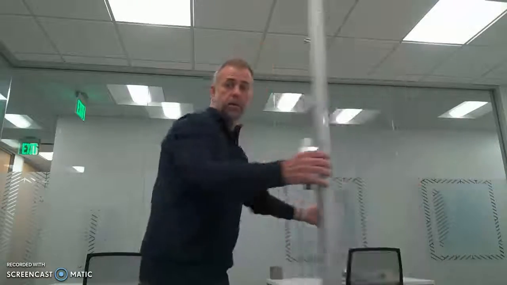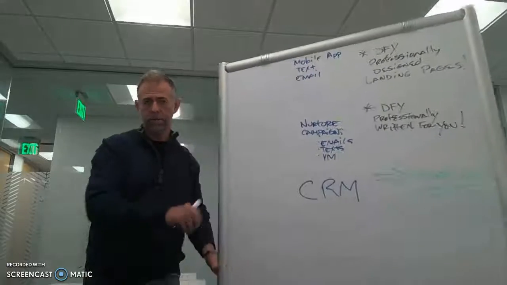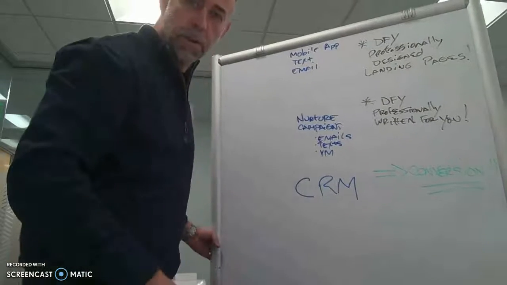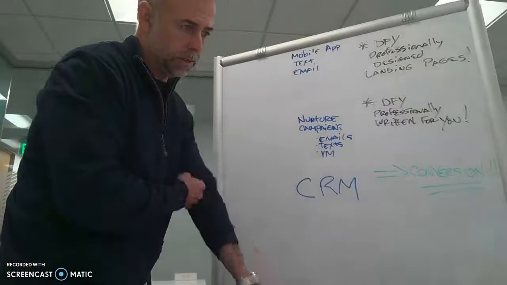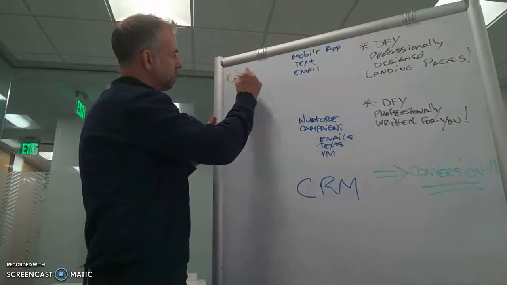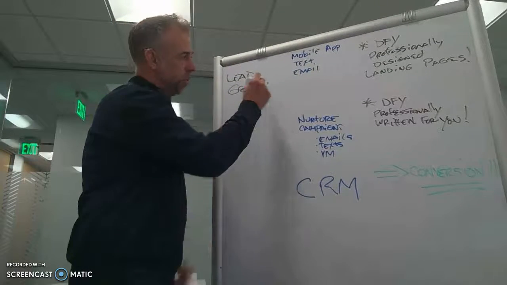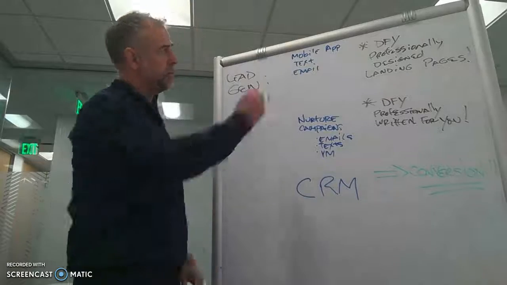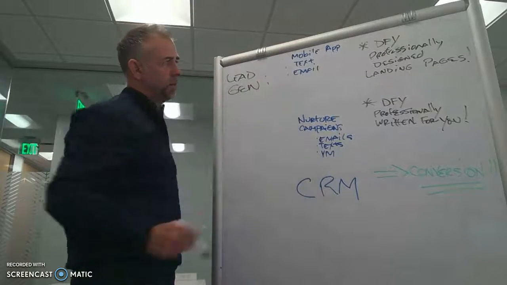Now, as in the world of television, we can spin this around, right? So how do we do this? There's a three-part series. One is lead generation, right? That's what everybody struggles with. We do this by mobile app, text, and emails, right?